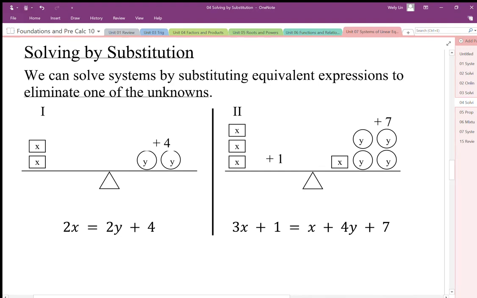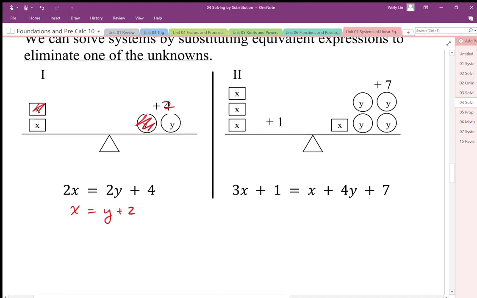I'm going to take my equation and get it equal to x. I'm going to divide everything by 2, so I get x is equal to y plus 2. We take half of everything on this side, so we have 1y plus 2 is the same as 1x.